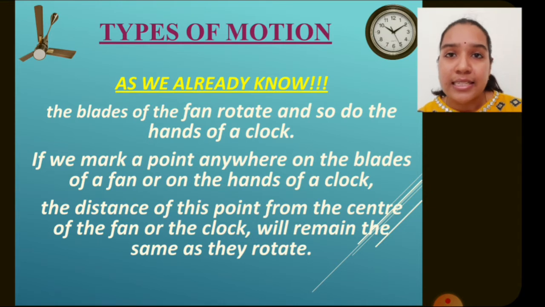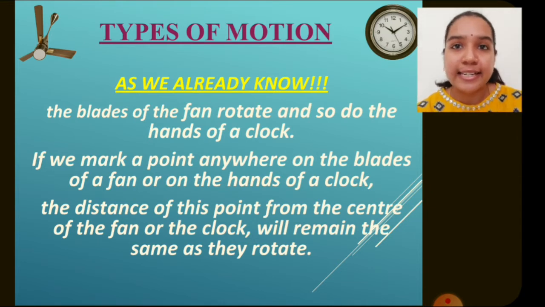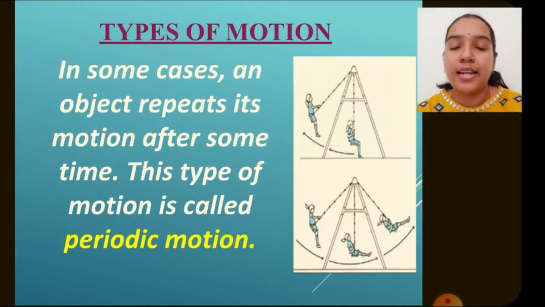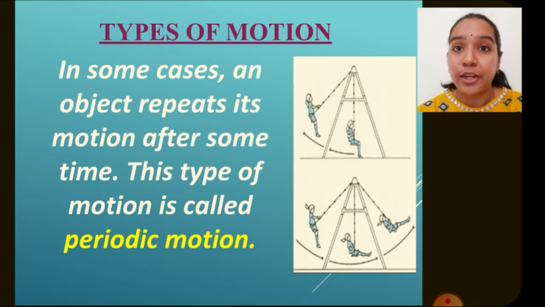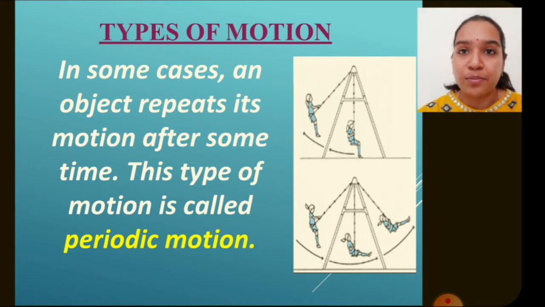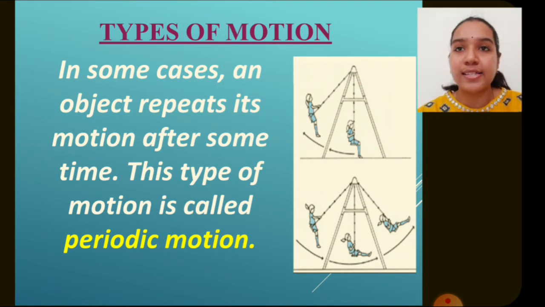So, till now we have learnt the rectilinear motion where the object moves in a straight line, and the circular motion. Now, the third type is the periodic motion, where some objects repeat its motion after some time, and this type is called periodic motion. For example, movement of a swing. If you have ever sit in a swing and if you move along its way, it shows a periodic motion.